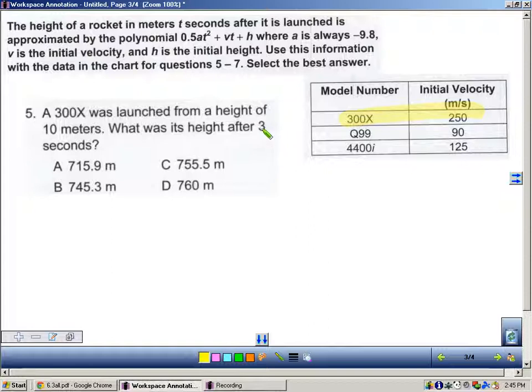Alrighty, so let's look at this. Let's try to analyze the information we're getting. So we've got to use this formula, okay? It's going to give us the height. So I'm going to write the height of this rocket, and this is a special type of notation. It's called function notation. The height of the rocket in t seconds is equal to this formula.